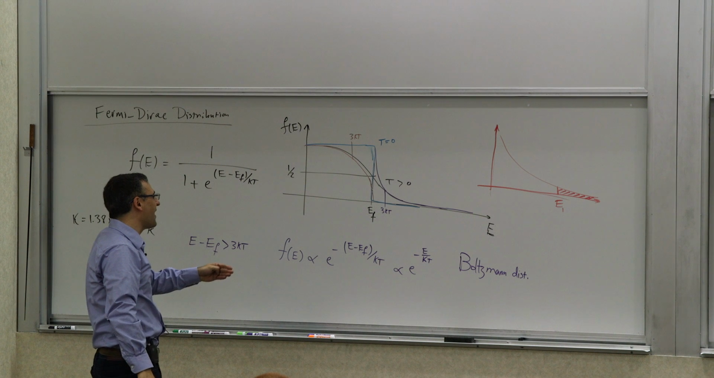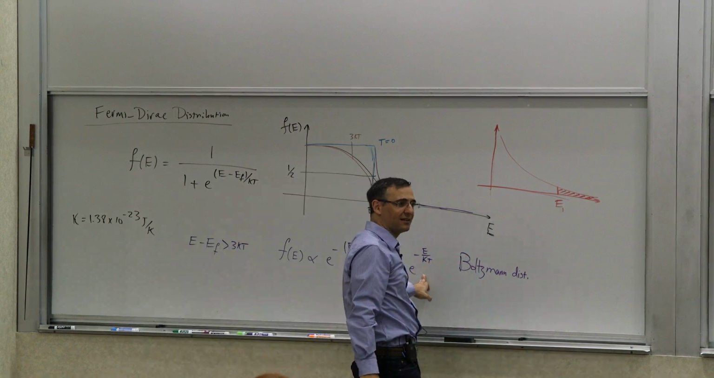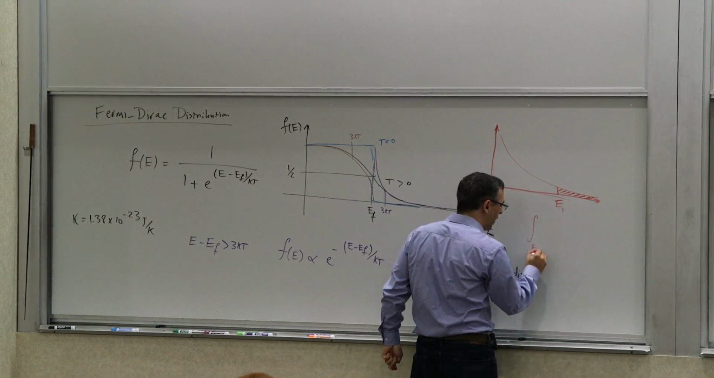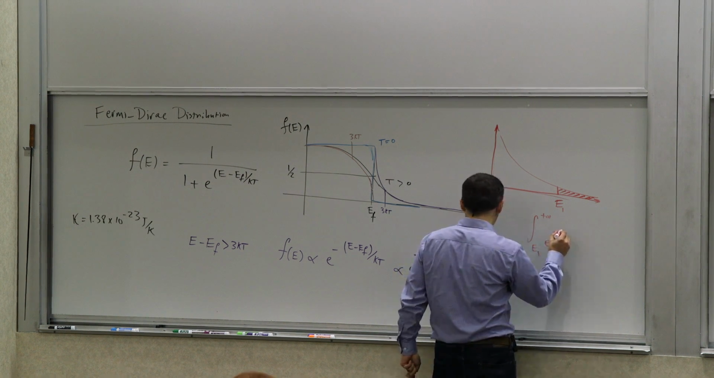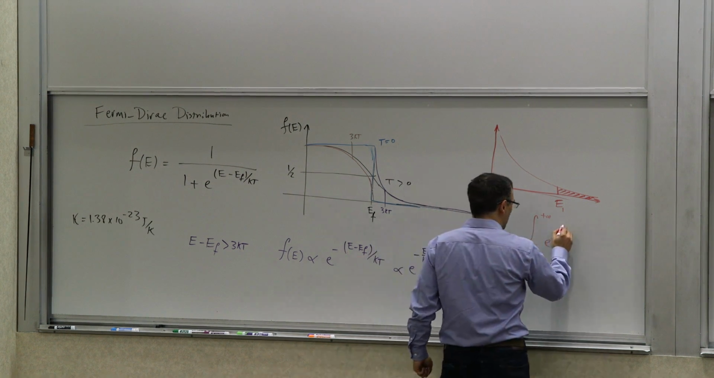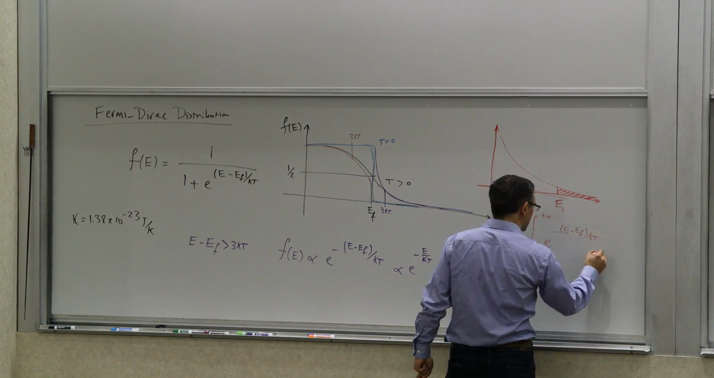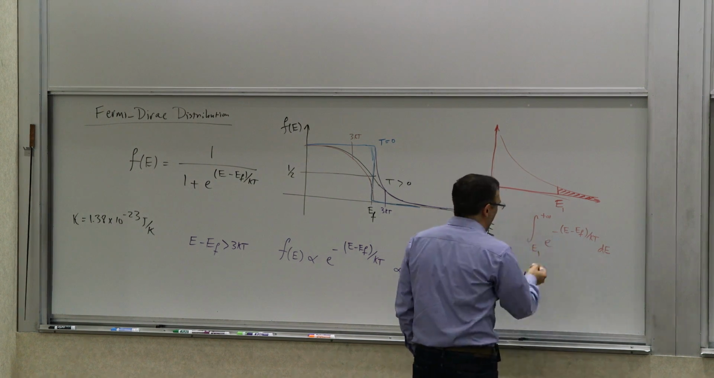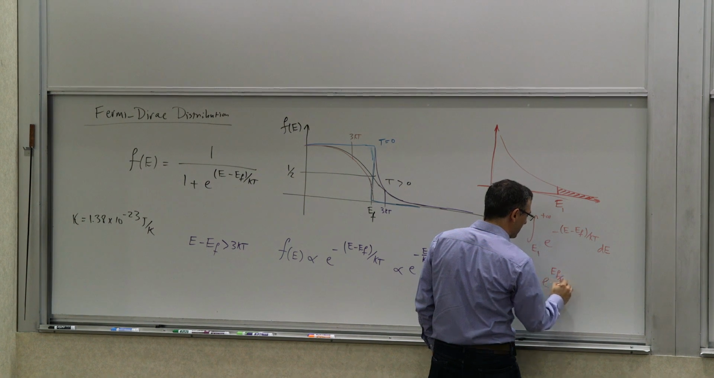Because this is the probability of finding it at E1. So basically, I have to integrate this from E1. So it would be the integral from E1 to plus infinity of e to the negative of this thing, right? You can write it as (E minus EF) divided by KT, dE. So now this part of it is constant. So you get e to the EF over KT if you wanted to.